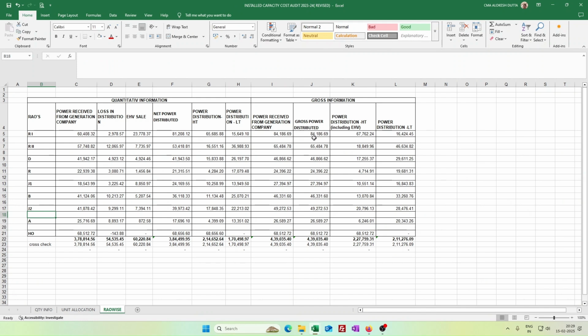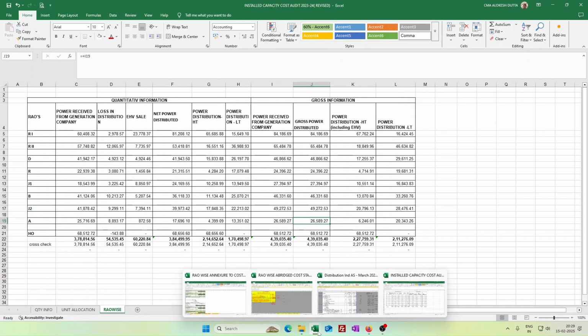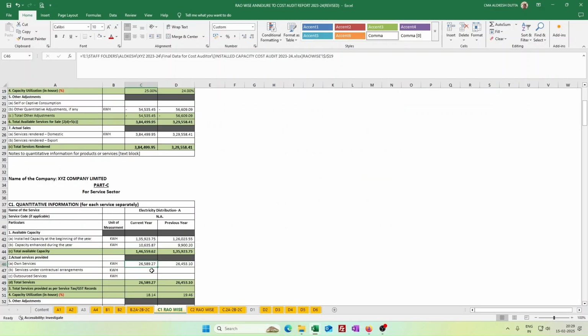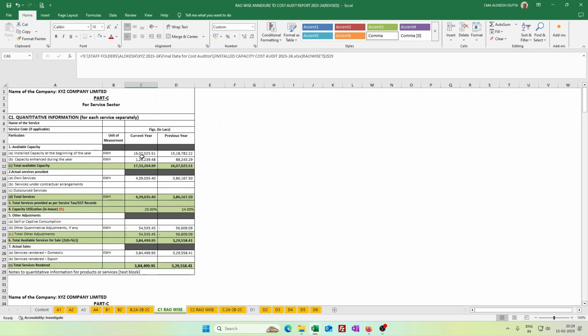This is the gross power distributed. This one. A means 26,589.27. So this is the available capacity, total available capacity. This is actual production, and this is capacity utilization. You can see capacity utilization is only 25.00.